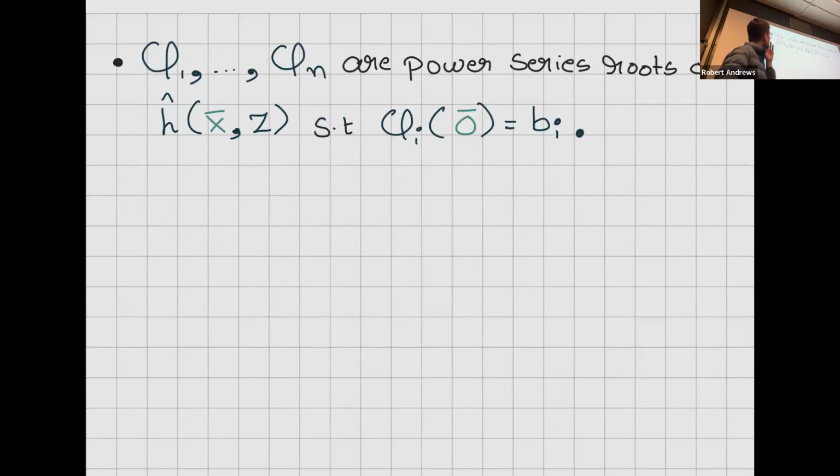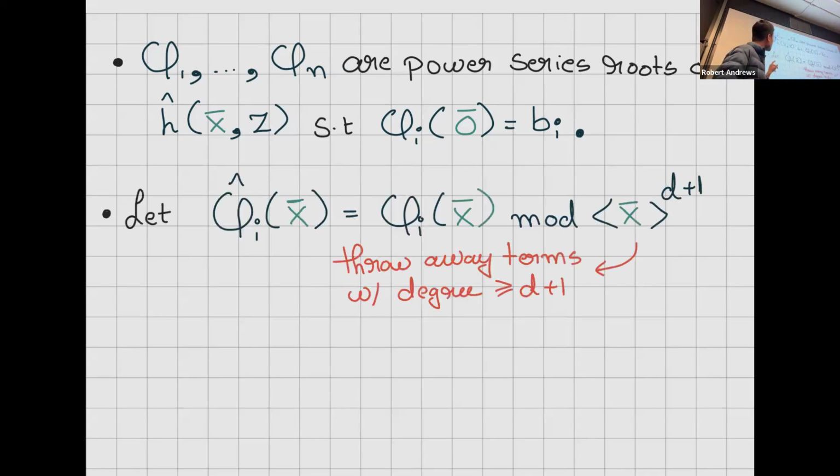So what did I have? I have phi 1 to phi n, which are power series roots of this H hat of x comma z, such that the constant term of phi i is Bi. And I would like to work with approximations to these power series roots. We'll come to why in 2-3 minutes. So let me define phi i hat, where I throw away the degree d plus 1 terms from phi i. So phi i is a power series in the x variables, I throw away some large degree terms and I get phi i hat.